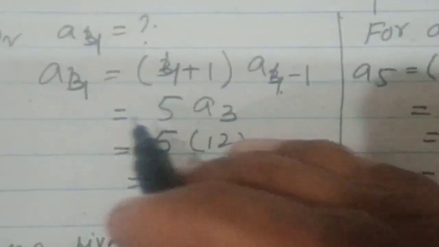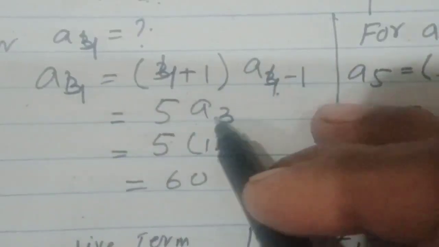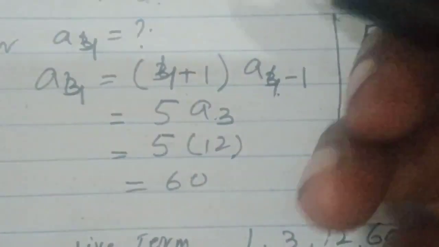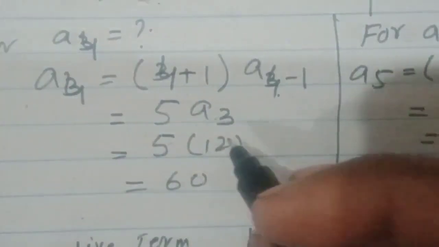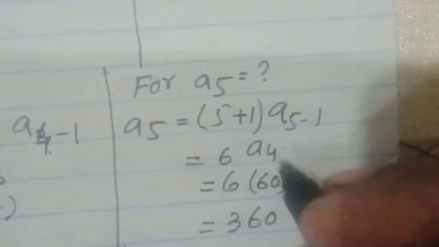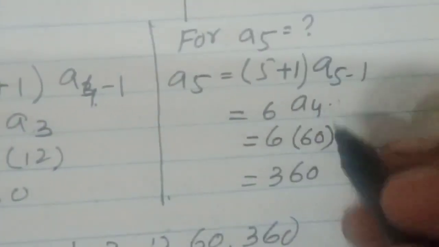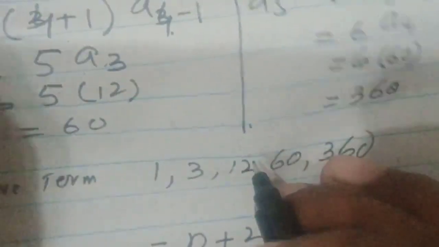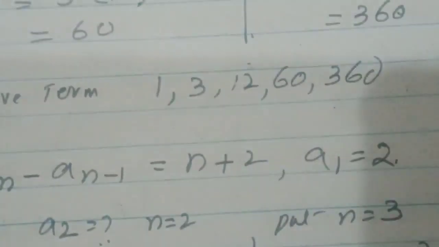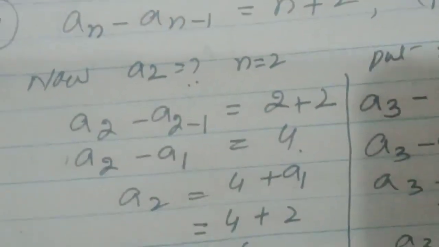Now again, in the fourth term, you have to put the value of a3, that is 12. You have to take values from your previous term. 5 multiplied by 12 is 60. Similarly, a5 is (5 plus 1) times a4. Now a4 is 60, so 6 multiplied by 60 is 360. Hence, these are the values of the sequence: 1, 3, 12, 60, 360, first term, second term, and so on.